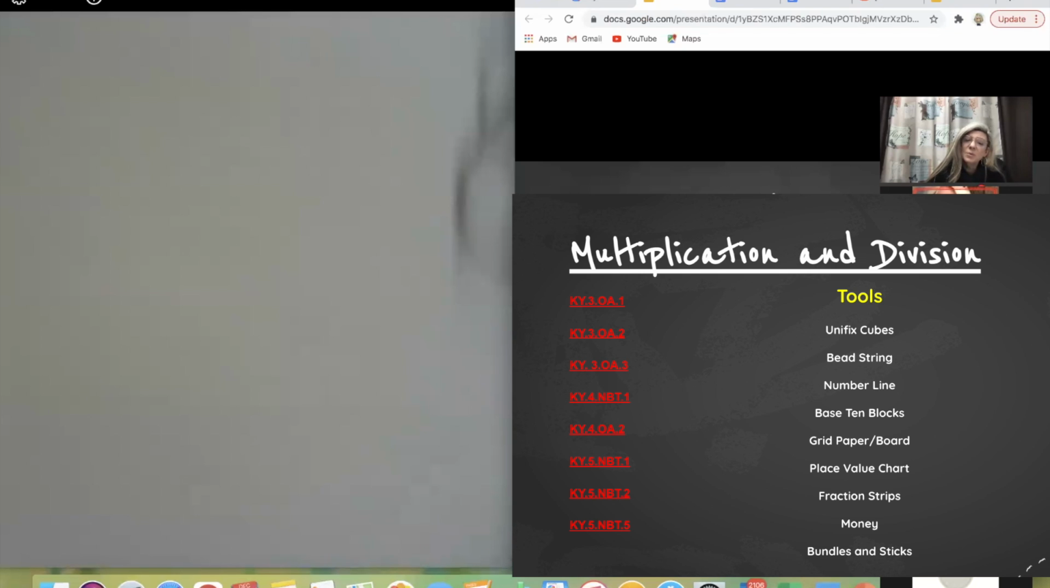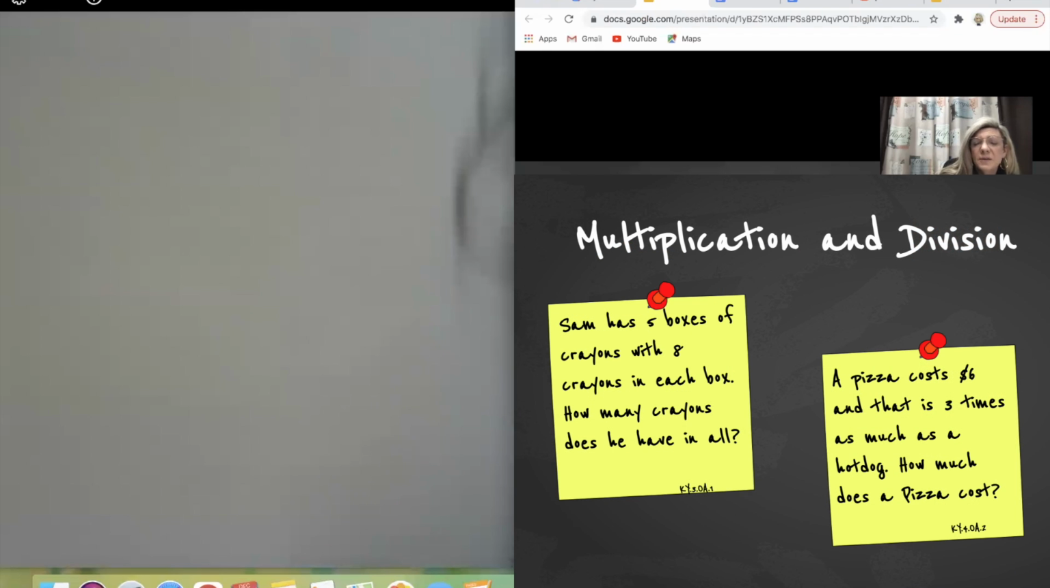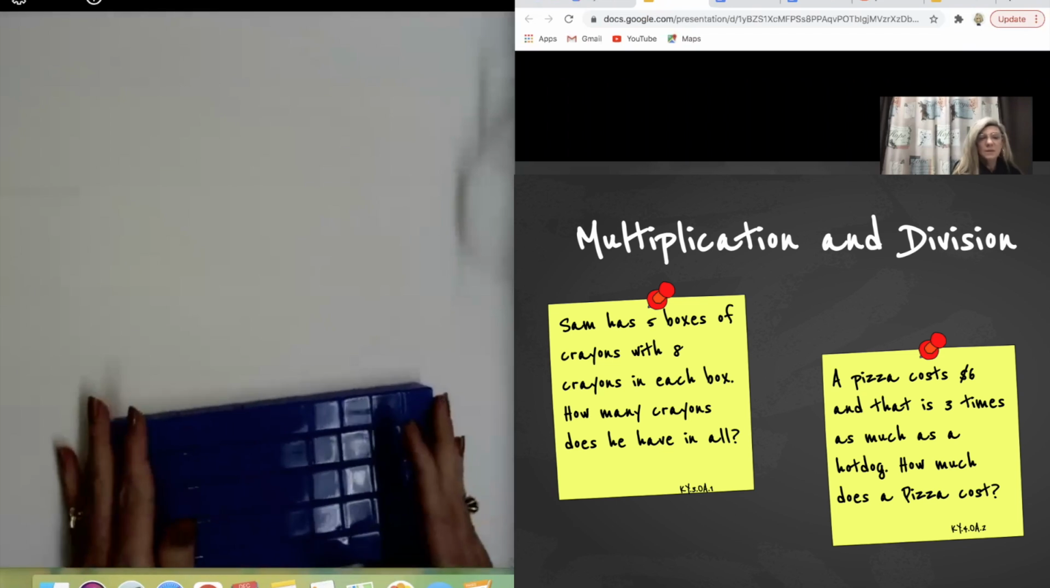So, some sample problems. Our first one is the 3rd grade standard. Sam has 5 boxes of crayons with 8 crayons in each box. So how many crayons does he have in all? All right, this is something that the kids can represent fairly easily with tools and manipulatives. My favorite go-to, like I've said before, is my Unifix cubes.